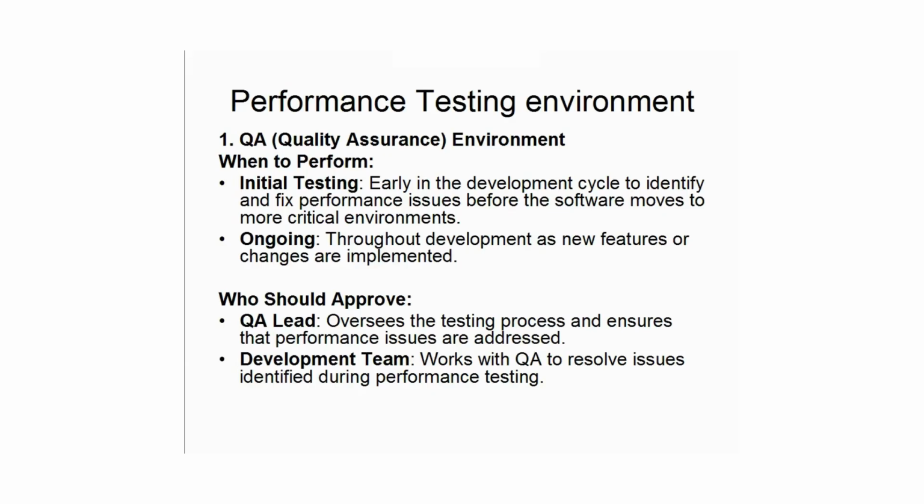QA environment. When to perform initial testing: early in the development cycle to identify and fix performance issues before the software moves to more critical environments. The ongoing testing is performed throughout the development as new features or changes are implemented. Who should approve? A QA lead oversees the testing process and ensures that performance issues are addressed, and the development team works with QA to resolve issues identified during performance testing.